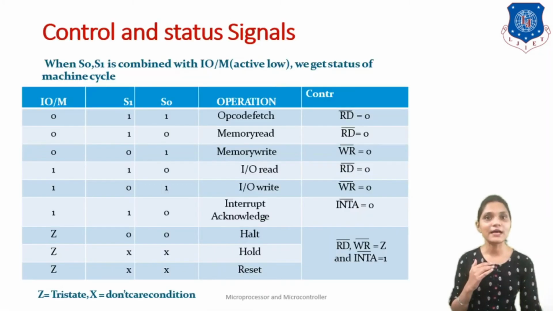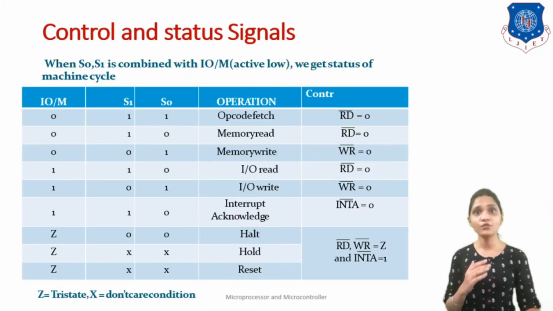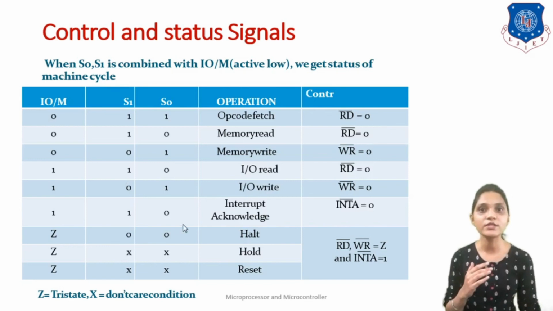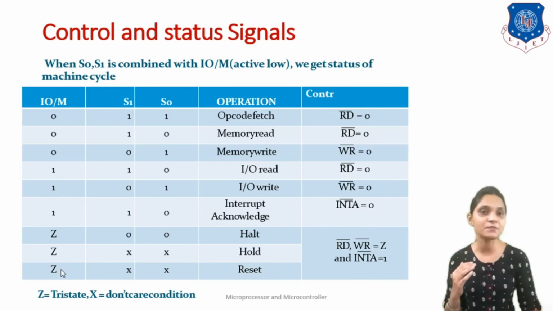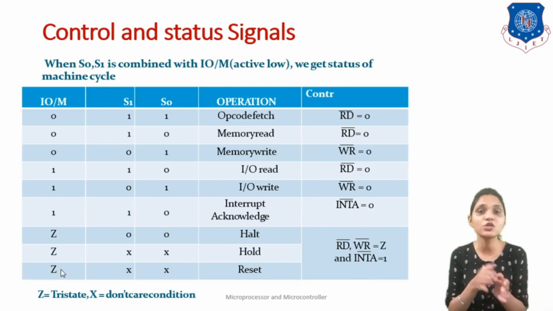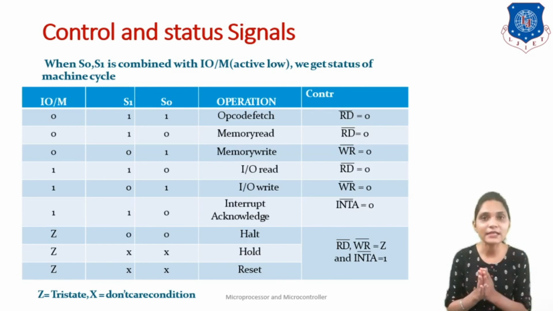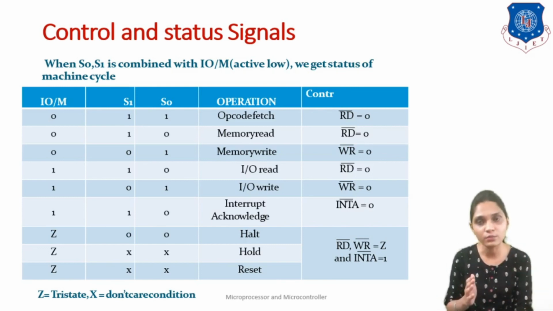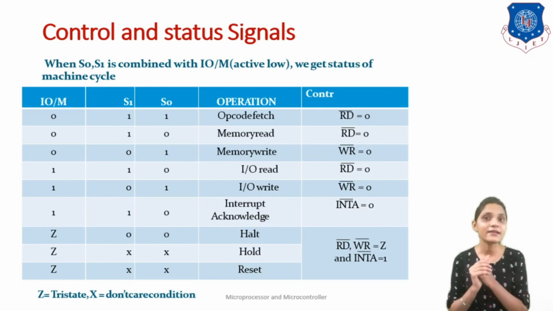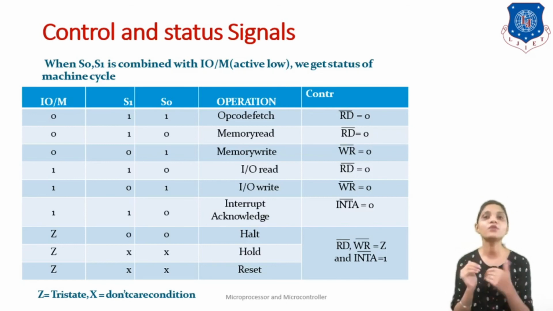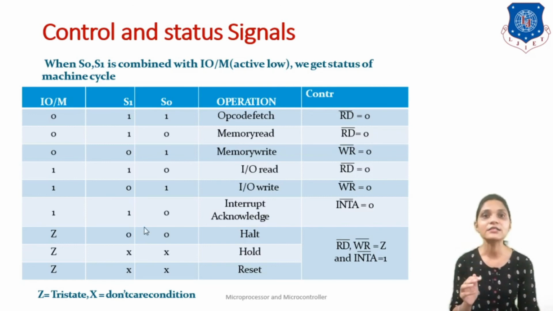And the last group is for S1 and S0 values of 0 0, and at that time your IO comma M bar is at Z. Z means high impedance state. You are considering it as not connected. Okay, if it is 0 or 1, then you can use it for the IO or memory, but if it is in a tri-state mode, that is you have not connected it and its value is 0 0, then the hold operation is performed inside the processor.